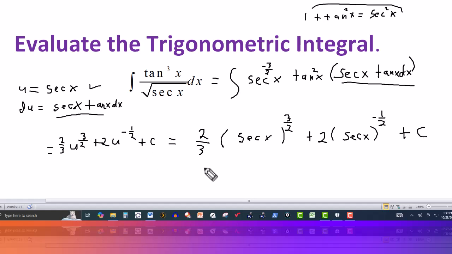So final answer then, 2/3 multiplied by secant of x to the 3/2 power plus 2 multiplied by secant of x to the -1/2 power plus the constant of integration.